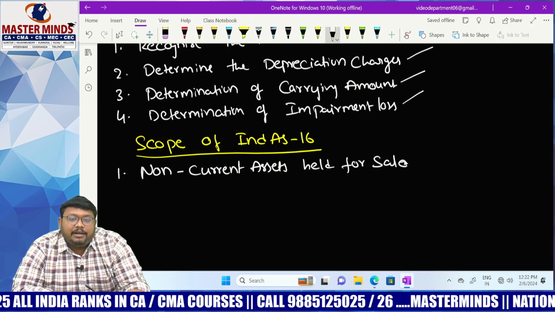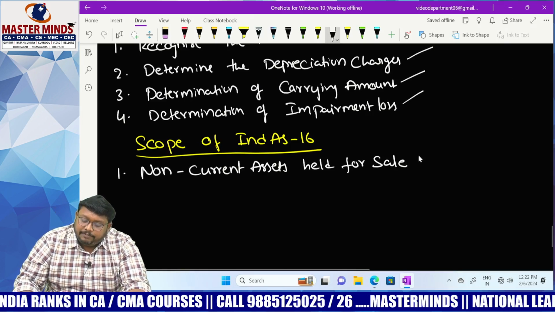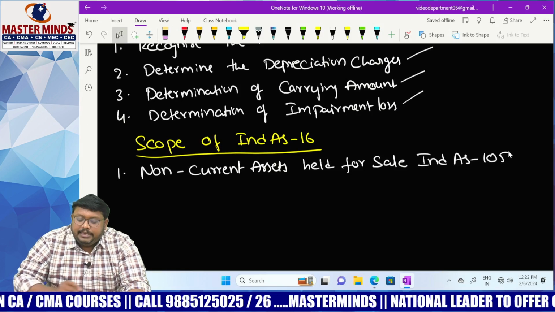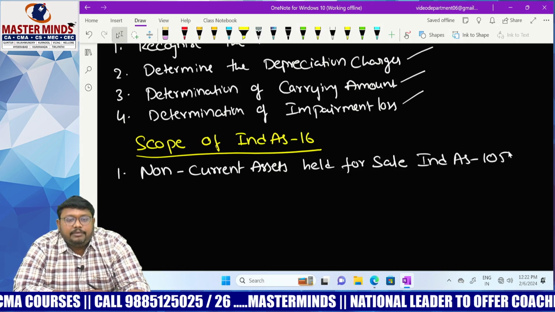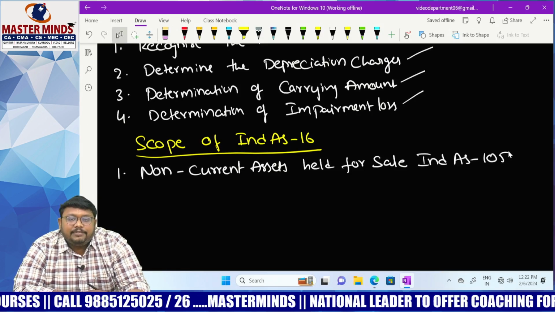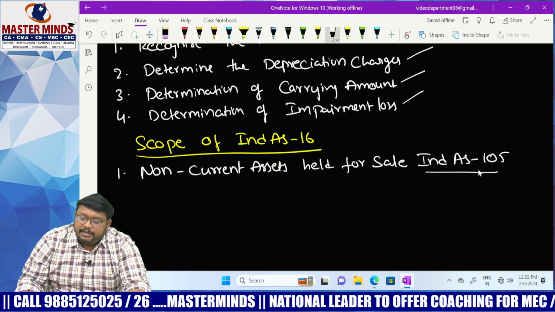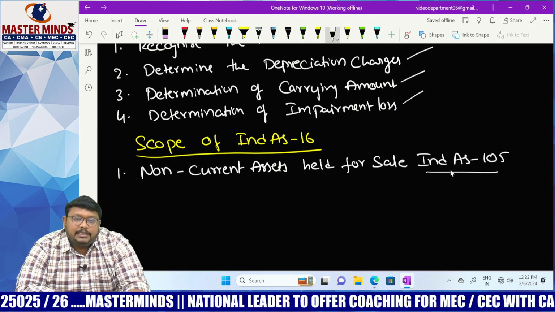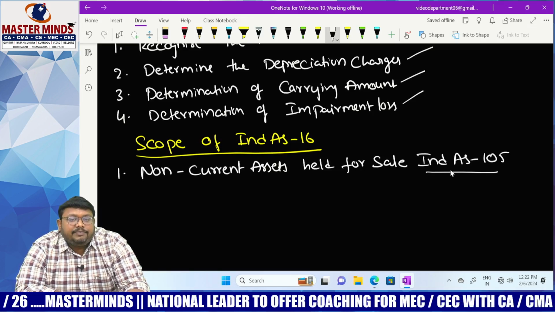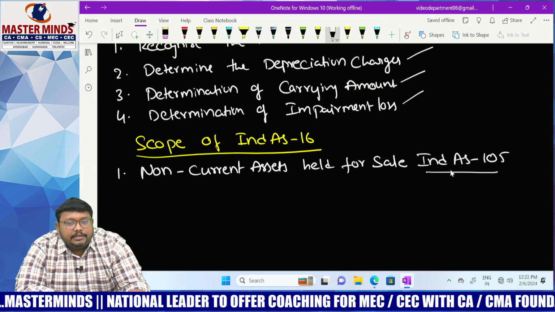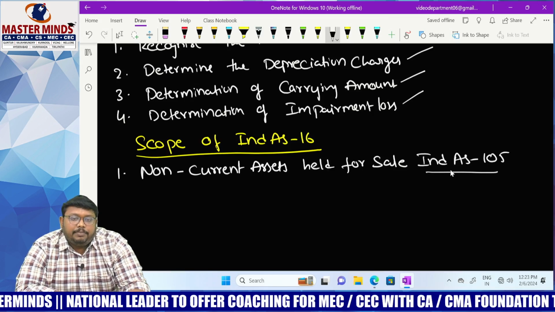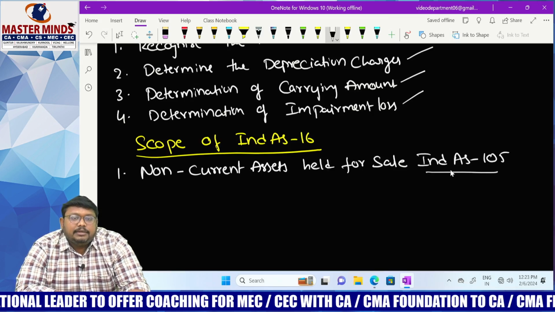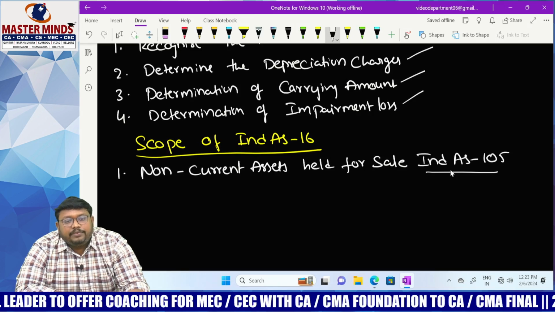For that, we have a separate accounting standard, Ind AS 105. Ind AS 105 deals with non-current assets held for sale. If any such non-current assets held for sale are there, we have a separate standard, Ind AS 105, so Ind AS 16 will not apply. Any asset specifically having a separate Ind AS is not under the scope of Ind AS 16.